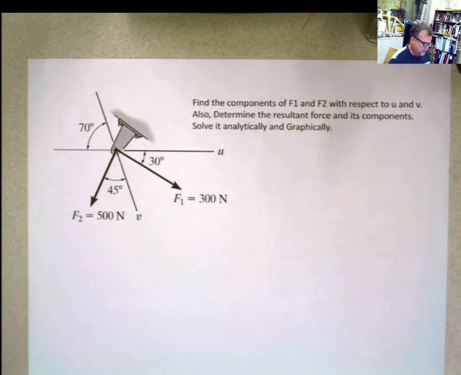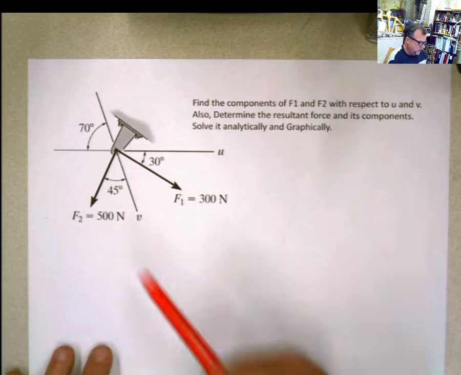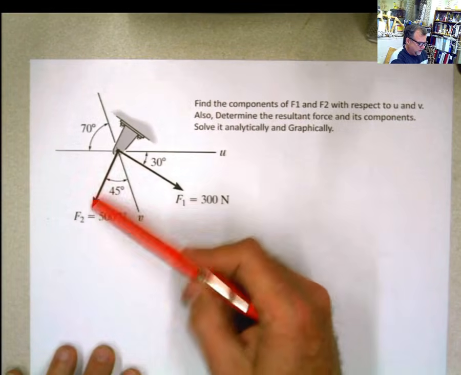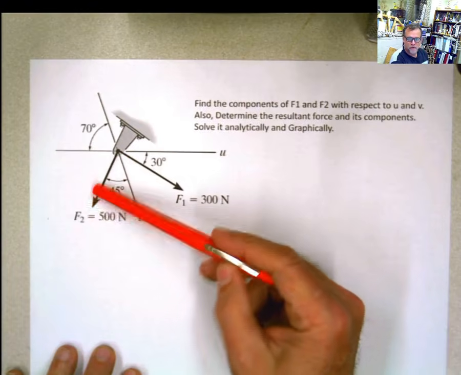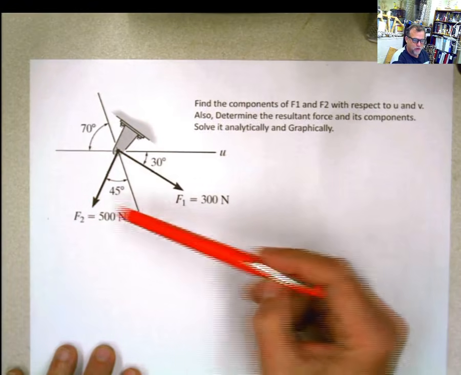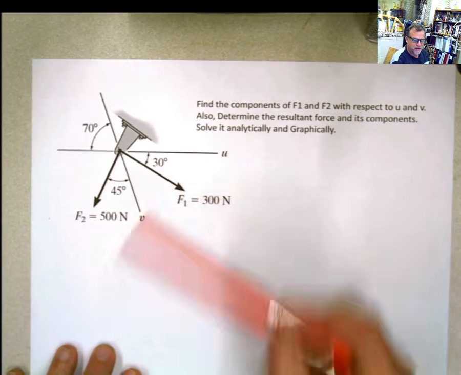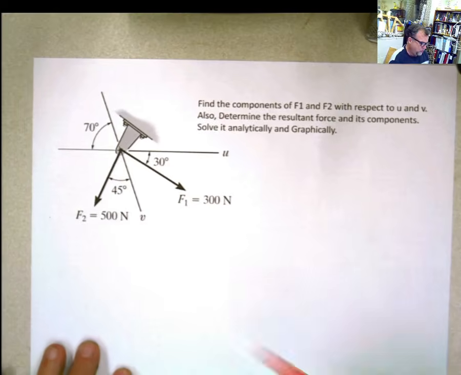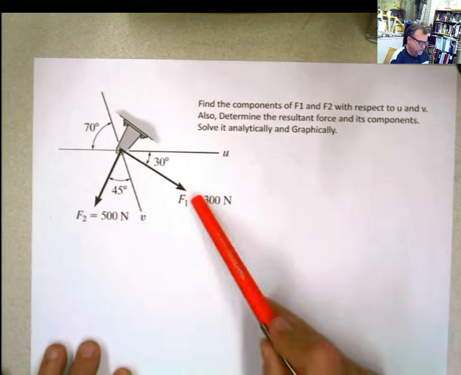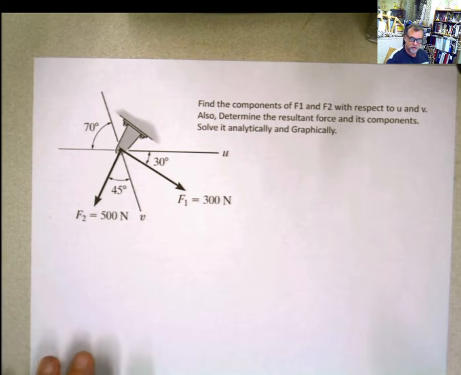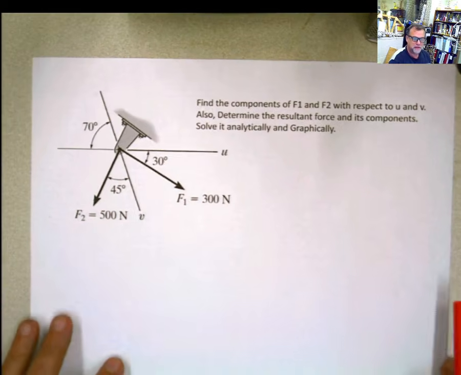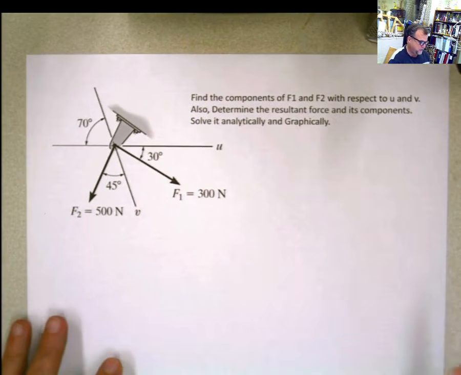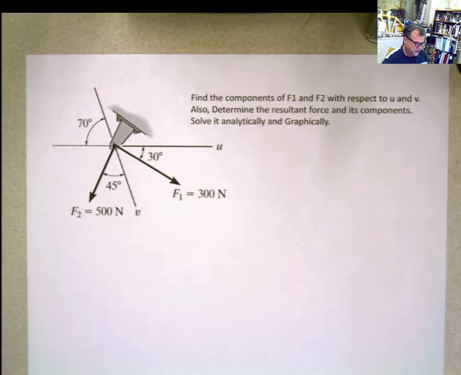The problem that I assigned in the homework only asks you for decomposing or resolving this force, or finding the components of this force F2 according to the axes U and V. Now I want you to do the force F2, the force F1, calculate also the resultant force, and express the components of that force along the axes UV. But there's a little twist here: I want you to do it analytically and graphically.